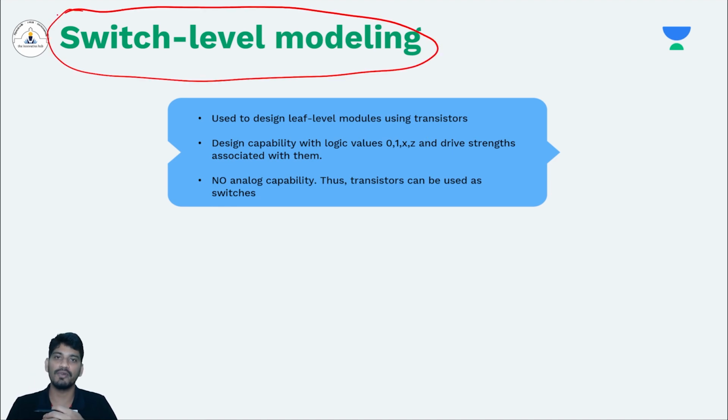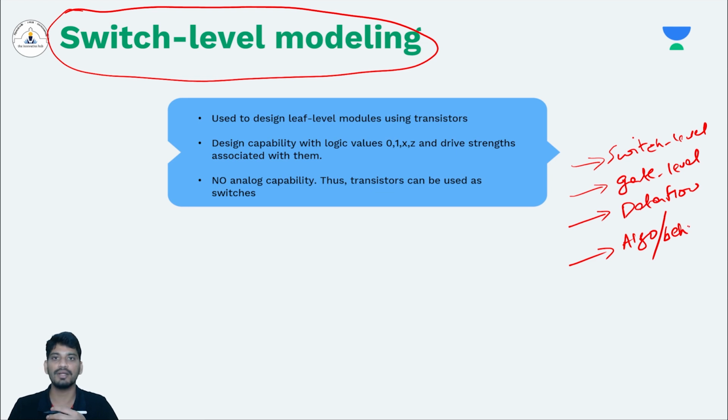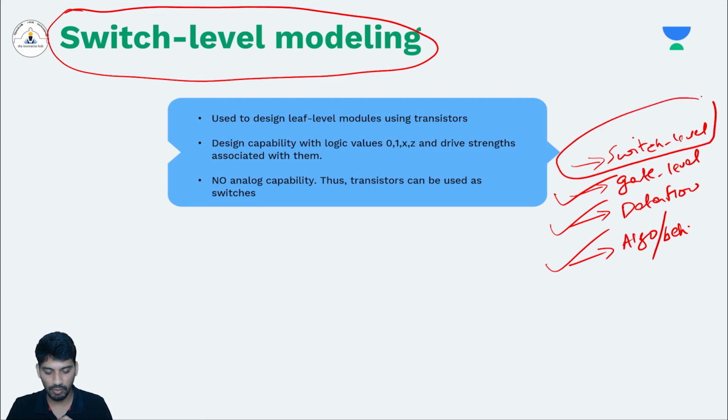We already know that Verilog has 4 levels of abstraction. What are those? First one is switch level modeling. Second one is gate level. Third one is data flow. And finally, we have either algorithmic or you can call behavioral, right? We have already seen what is gate level, data flow, and behavioral modeling. Now let's discuss switch level modeling.